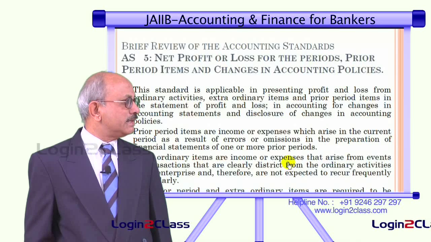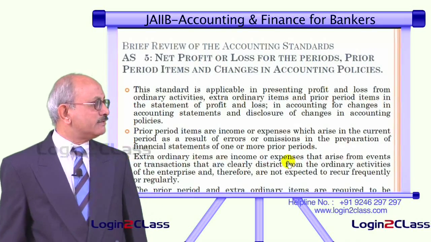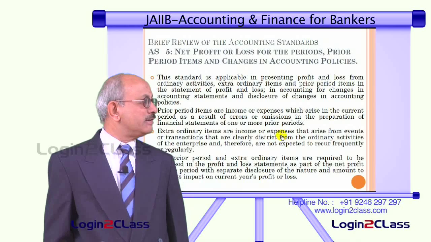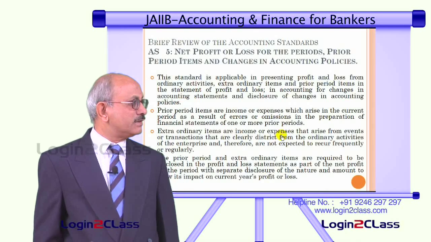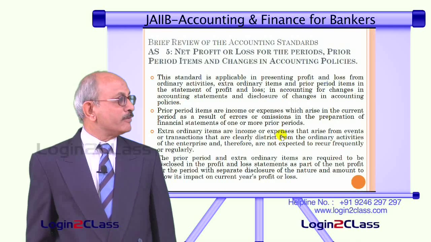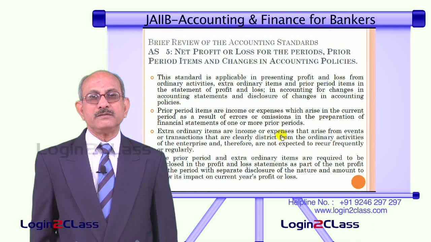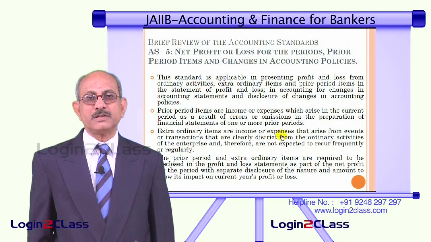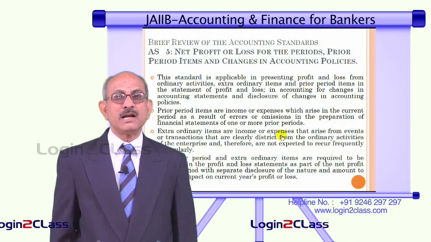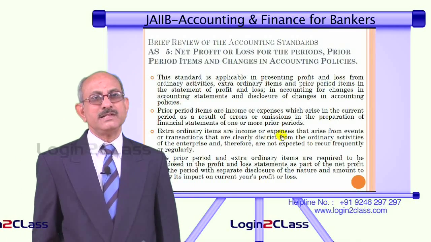What are these extraordinary events or items? These are income or expenses that arise from events or transactions that are clearly distinct from the ordinary activities of the enterprise and therefore are not expected to recur frequently or regularly. For example, let us say the entity has sold a part of its land at a very huge profit, resulting in a high profit during the accounting period, but it is not a normal activity of the entity.